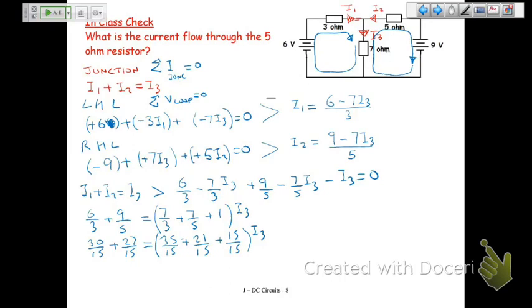15's on both sides, so we can forget about them. That leaves me 57 is equal to 35 plus 21 plus 15, that's 71 I3. So I3 is equal to 57 over 71, which equals, did I bring a calculator today? 0.803. Thank you.